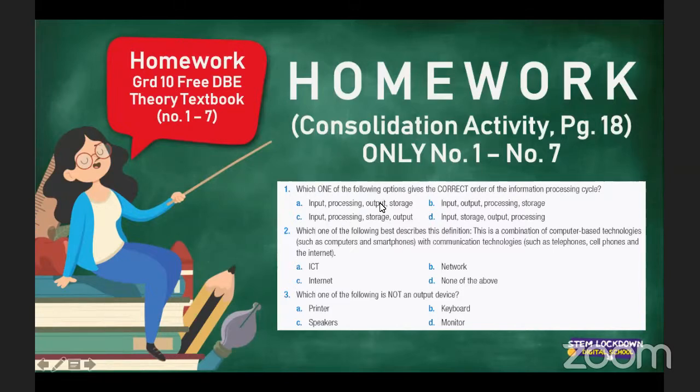So let's do number 3. It says, which one of the following is not an output device? If we think of A, B, C, and D, I have not necessarily gone through input devices specifically versus output devices, but would the answer be A, B, C, or D? Let's get some voting going over here. For number 3, which one of the following is not an output device?